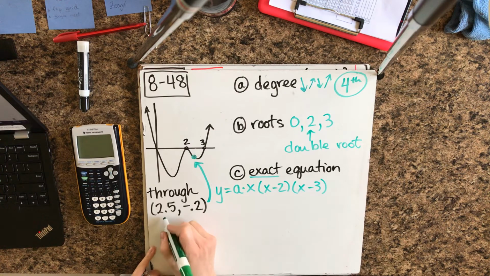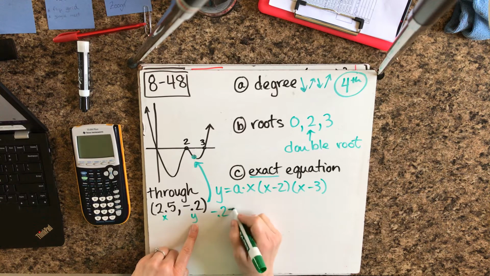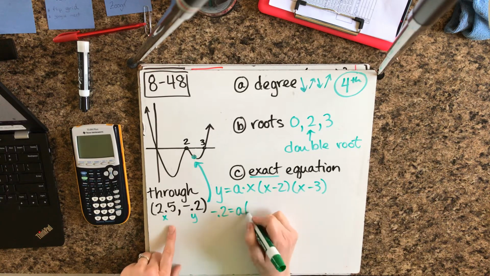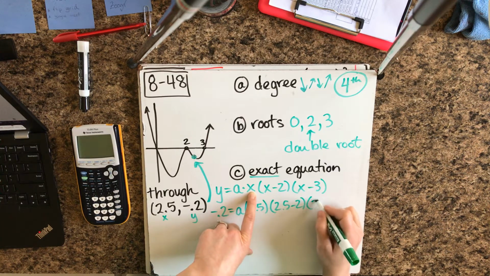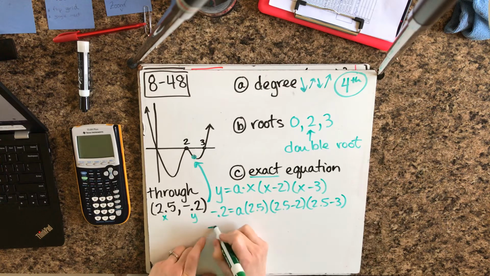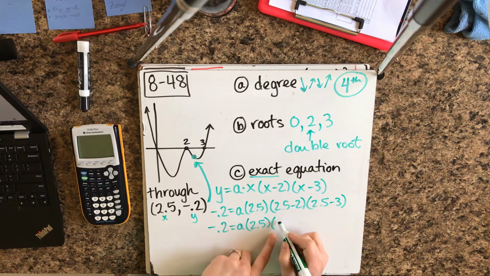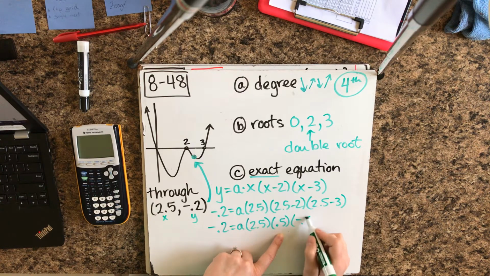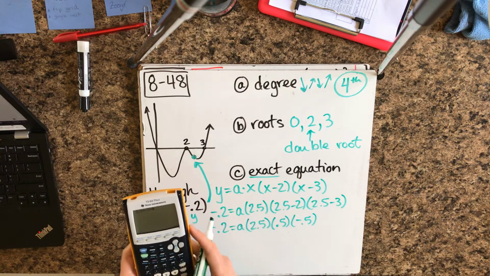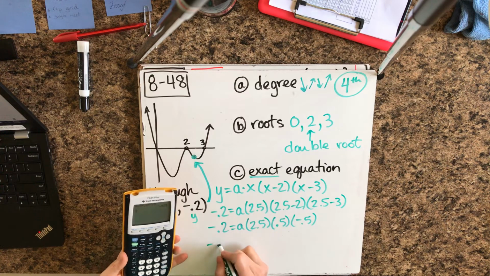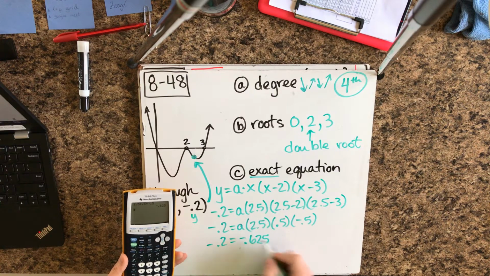So I'm going to use my ordered pair. Of course, that's my x and that's my y, and just plug it in. Negative 0.2 equals a, that's what we don't know, times 2.5 times 2.5 minus 2 times 2.5 minus 3. So negative 0.2 equals a times 2.5 times 0.5 times negative 0.5. Okay? On my calculator, I'm going to multiply 2.5 times 0.5 times negative 0.5. And I get negative 0.625, and of course I still have my a.